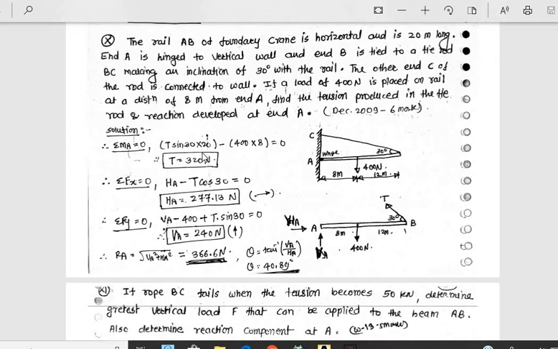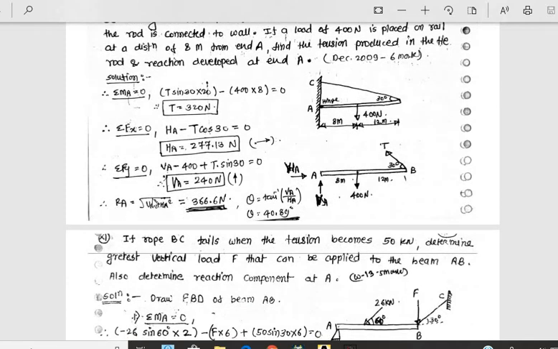Now apply summation Fx is equal to 0. HA minus T cos 30 is equal to 0. Therefore, HA is equal to 277.13. Now next, summation Fy is equal to 0. VA minus 400 plus T sin 30 is equal to 0. Therefore, VA is equal to 240 Newtons. Positive means it is going upward, and for horizontal, plus means going in the right direction. If it comes negative, it goes in the left direction. Now the resultant reaction is square root of HA square plus VA square, 366, and its direction theta is equal to tan inverse of vertical by horizontal. It comes out to be 40.89 degree.